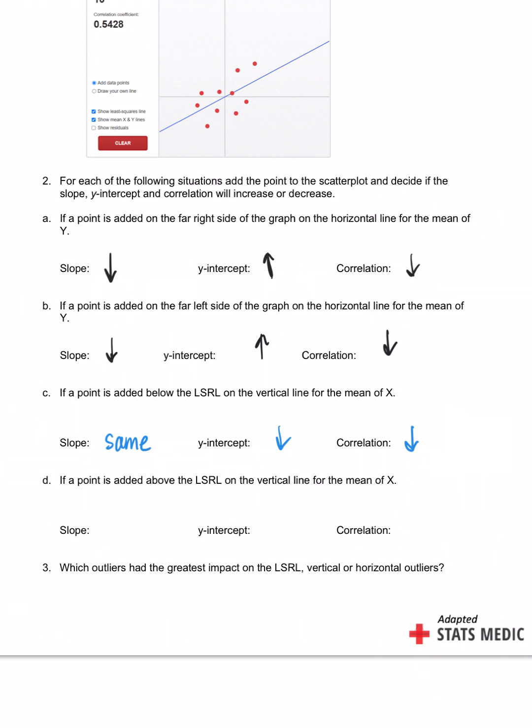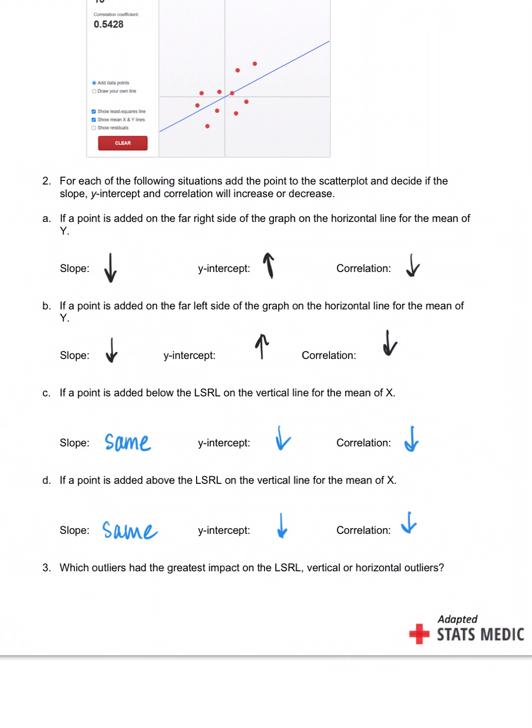All right, look at D. If we add a point now that's above the regression line on the vertical line, what happened to my slope? Did the slope change? No. Nope. Slope stays the same. But did my y-intercept change? Yeah, it went down. What about correlation? Down.